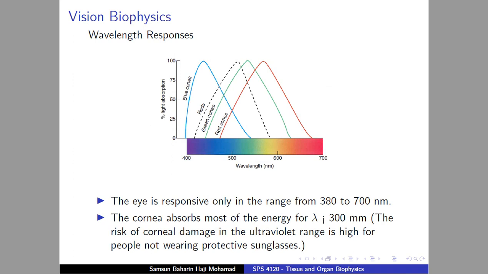Our eye can only see colors in the range of 380 to 700 nanometer, from blue to red. The cornea absorbs most of the energy entering the eye below 300 nanometer. Greater than that, it will damage the cones and the rods.